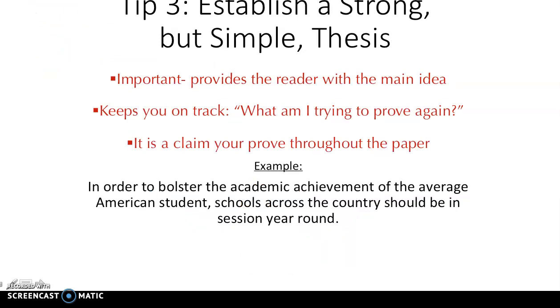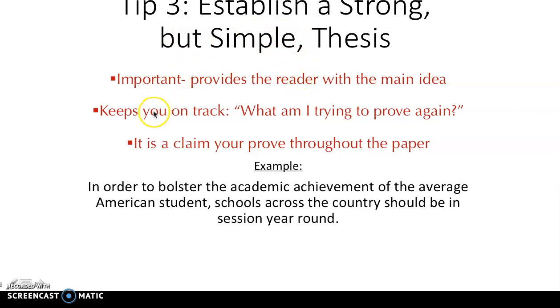Tip 3, establish a strong but simple thesis. The position you take should be stated very clearly. You don't want your readers, who are the Praxis Core test scorers, to have any doubts about the position you're taking on the issue. For clarity, it's best to present your statement early on, ideally within the first paragraph. The longer someone has to read your essay before they understand your point of view, the less clear your thesis will be. The thesis is so important because, again, it tells your reader the main idea.